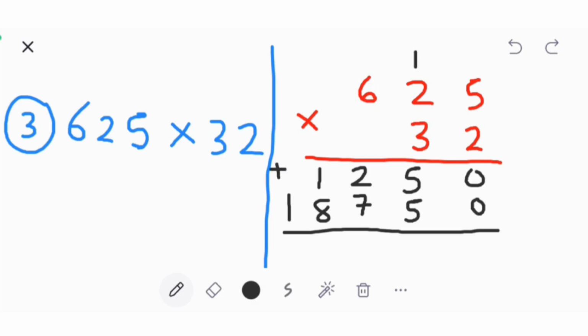Then you add 0 plus 0 is 0. Then 5 plus 5 is 10. Write down 0, put 1 here. 1 plus 2, you have 3. Plus 7, you have 10. Write down 0, put 1 here. 1 plus 1, you have 2. Plus 8, you have 10. Write down 0 again, then you put 1 on top of 1. Then you do 1 plus 1, you have 2. You write down your 2. So the answer is 20,000. It's as simple as that.